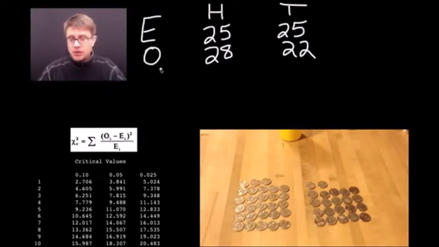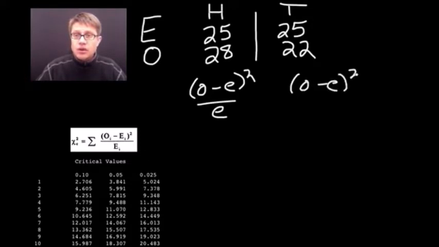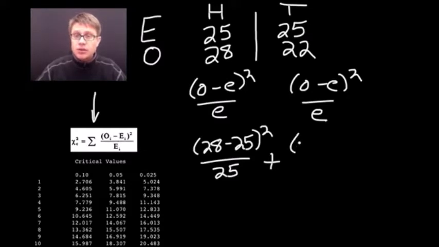And so what does that mean? Well, let me get this out of the way. So we're going to take our equation, which is O minus E squared over E, and we're going to do that for the heads column, and then we're going to do it for the tails column. So we've also got O minus E squared over E for the tails column. And so our observed value is going to be 28. So it's 28 minus 25, which is expected, squared over 25. Now this sum means that we're going to add these two values together. So I'm going to put a plus sign right here. Now we're going to do the tail side. So what's our observed is 22 minus 25 squared over 25.